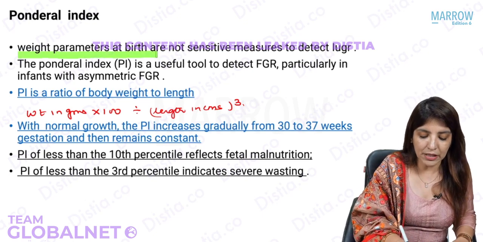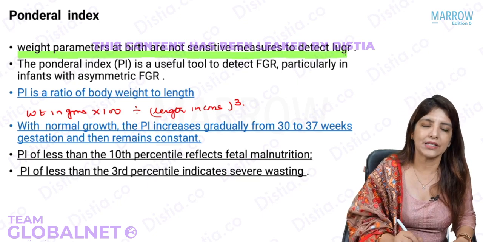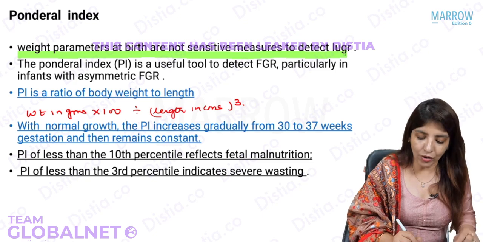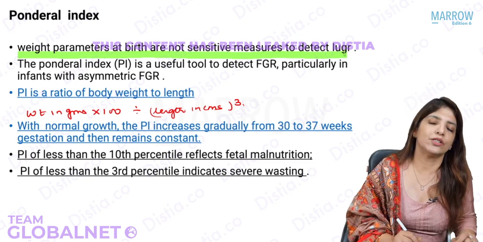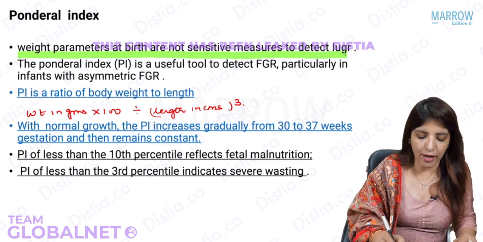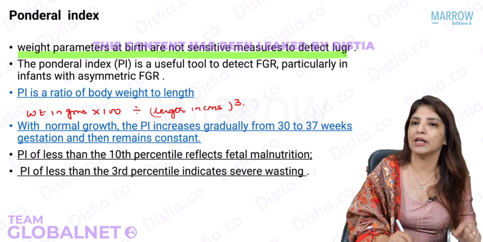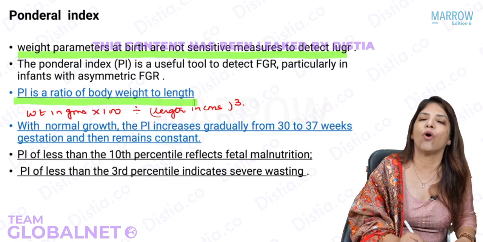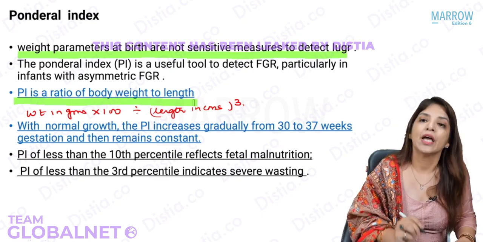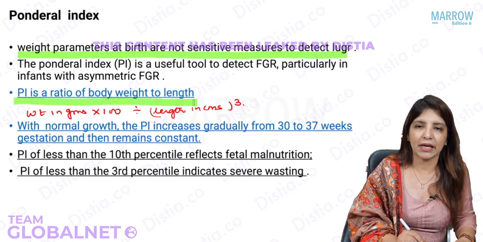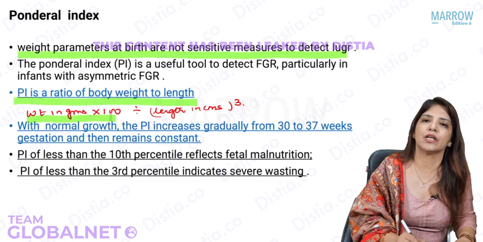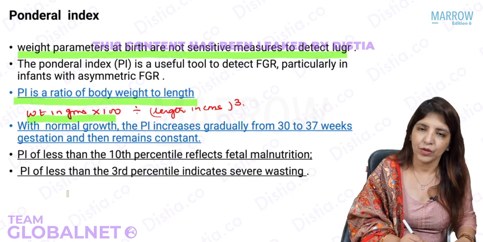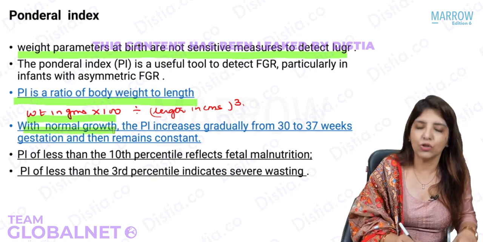Now, weight parameters at birth are not a very sensitive index to detect IUGR. But yes, ponderal index is a very useful tool to detect IUGR, particularly in asymmetrical IUGR. Now, what is ponderal index? Ponderal index is the ratio of body weight to length. Now, this ponderal index can be calculated by weight in grams into 100 divided by the length in centimeter cube. Right? So, with normal growth, what happens?